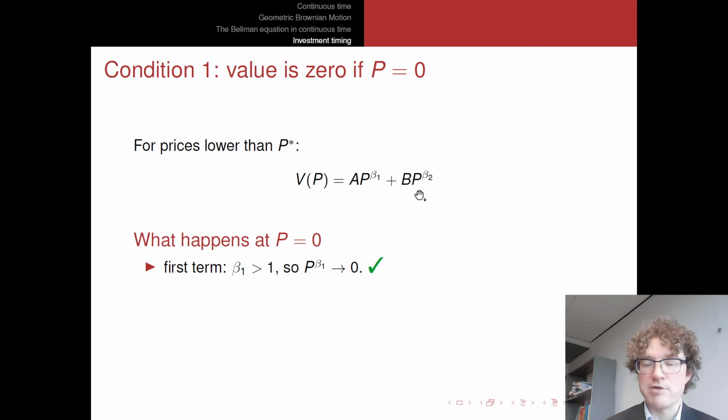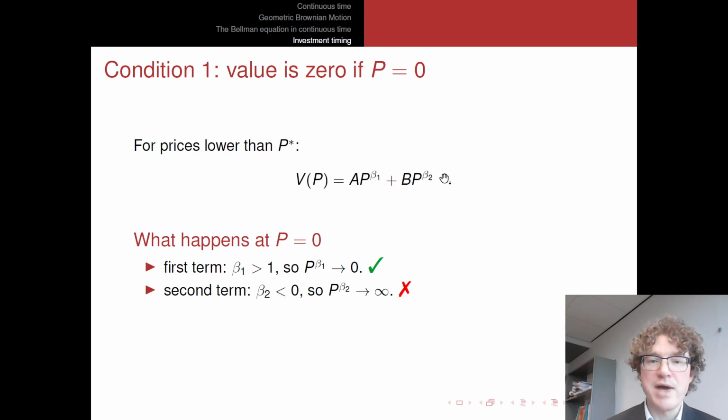The second term, however, is more problematic. Remember, beta 2 was a negative number. So what does that mean? A negative power: p to the power minus some number is like 1 divided by p to the converse. So x to the power minus 1 is 1 divided by x, and x to the power minus 2 is 1 divided by x squared. Here we cannot just plug in p equals 0. It will actually explode: 1 over x is going to infinity if you plug in x equals 0. So we can't have those solutions there.